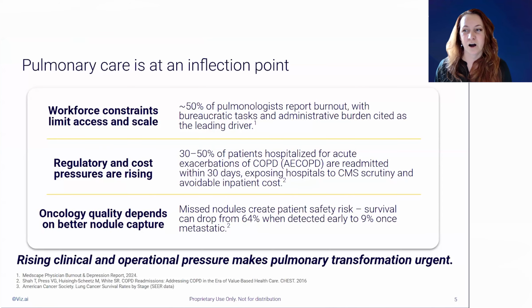There are regulatory and cost pressures rising. There are concerns around readmission, for instance, with COPD being part of the readmission reduction program from CMS. There are challenges in oncology with missed lung nodules and some of the implications of missing something potentially cancerous. There are all sorts of pressures pushing on how we deliver care. And these pressures make transformation in how we deliver care urgent.